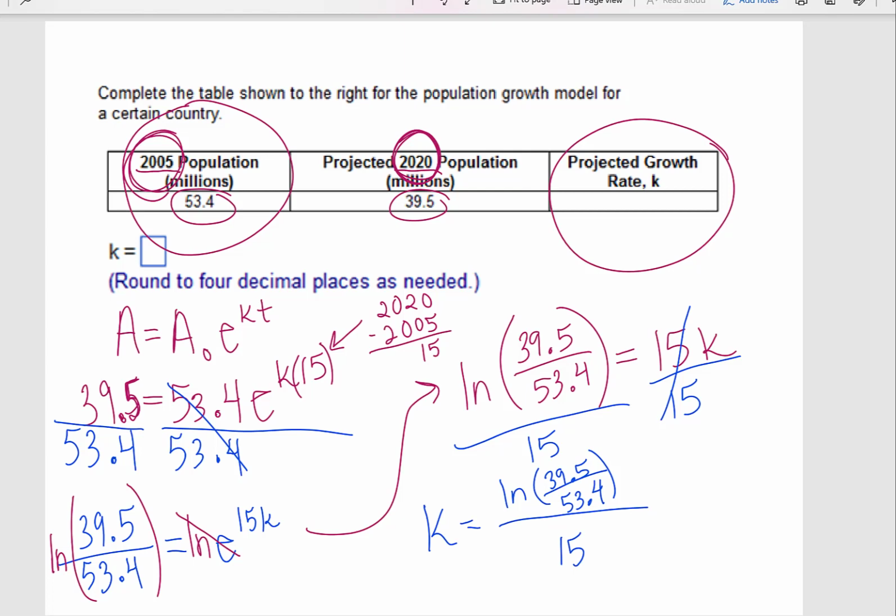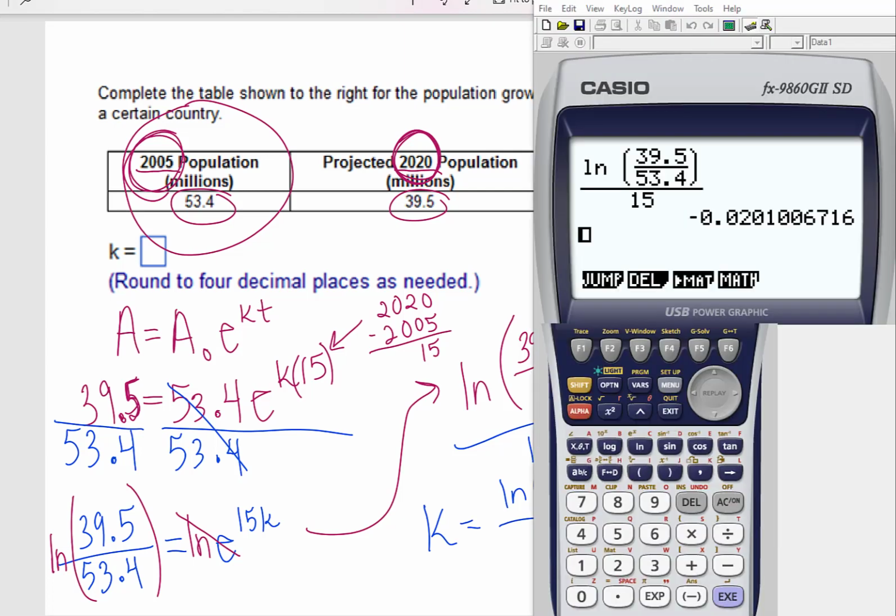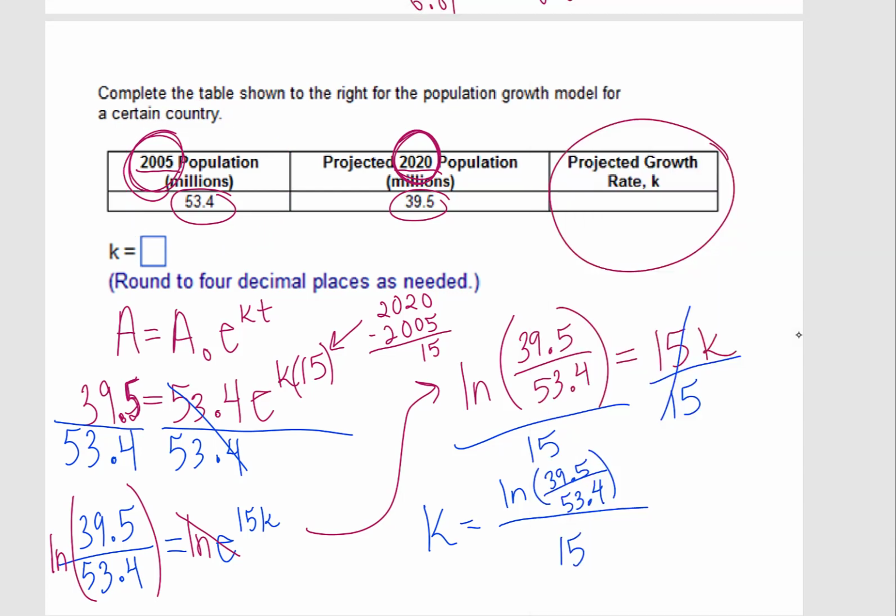We plug that into our calculator. We get negative 0.0201, yada, yada, it keeps going. It says round to 4 decimal places. So that takes me out to 0.0201. Now notice that it's negative, and we're going to talk about that here in a second. Let me erase that so I can plug this in.